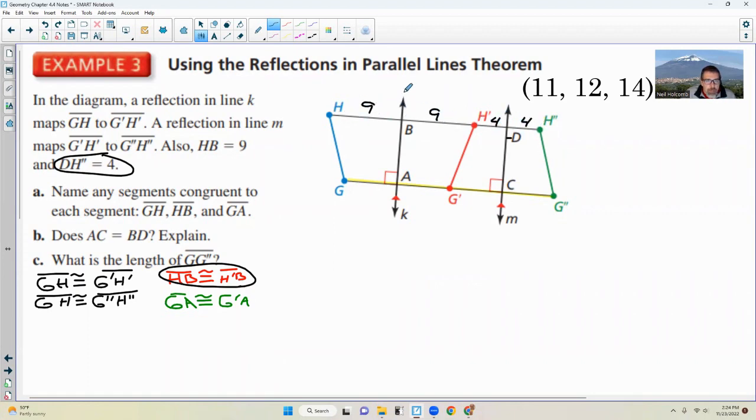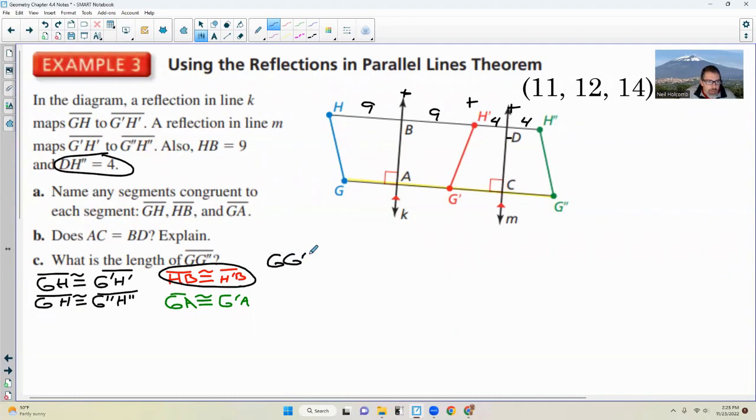It's 9 plus 9 plus 4 plus 4. 9 plus 9 is 18, plus 4 is 22, plus 4 is 26. And therefore, these lengths, the total distance would be the same because this is a parallelogram. So the answer to part C is G prime, double prime.